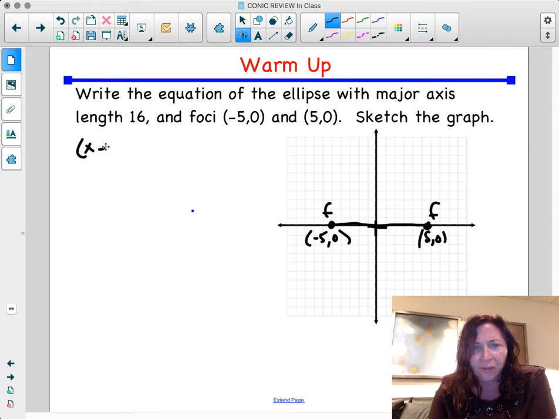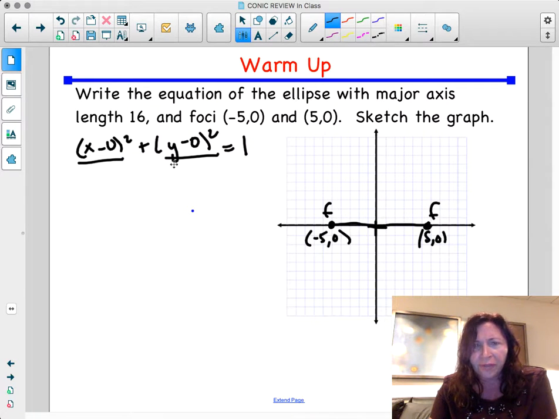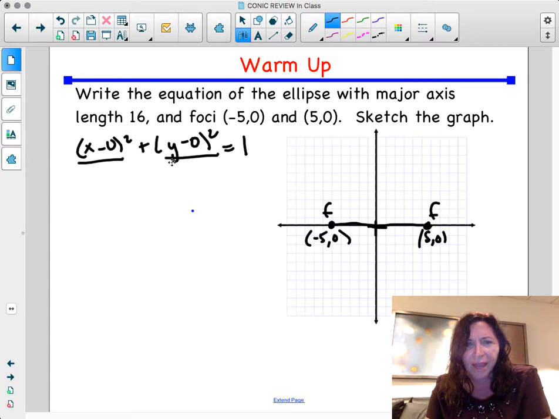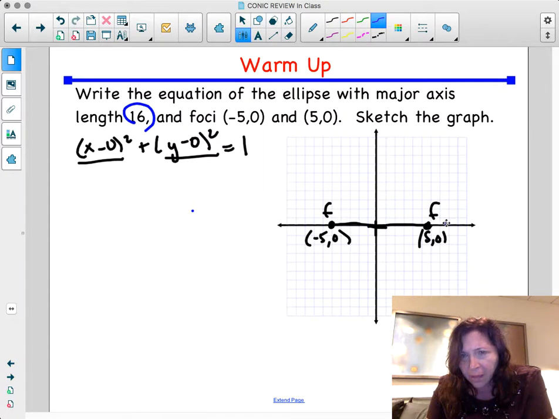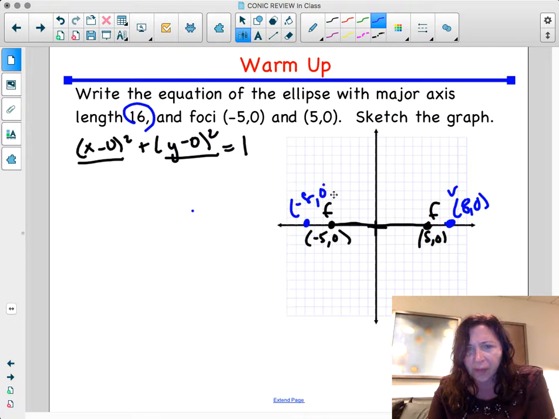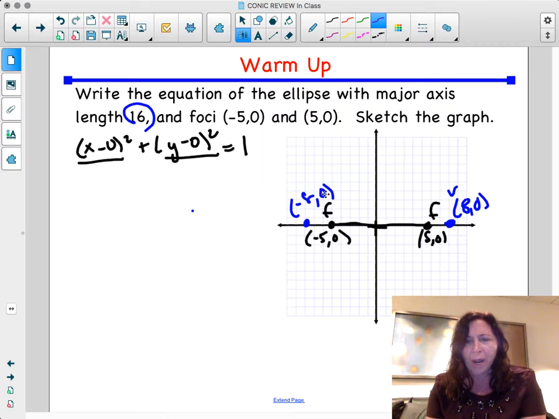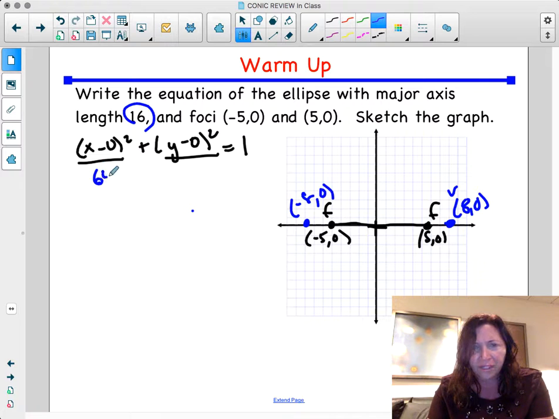So starting off, this is going to be x minus 0 quantity squared plus y minus 0 quantity squared. And because this is an ellipse, these are both positive, and this will be equal to 1. Underneath these values, we're going to have our values going in the x and the y direction. It says the major axis has a length of 16, which basically means I'm going to go to the right 8. So that's 8, 0, and that's one of my vertices, and then negative 8, 0 this way. If I go left and right 8, that means underneath the x squared term, you're going to have a 64.